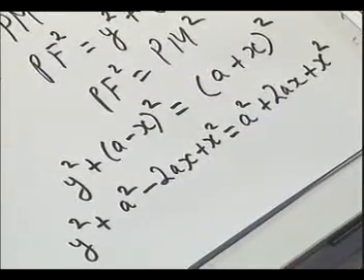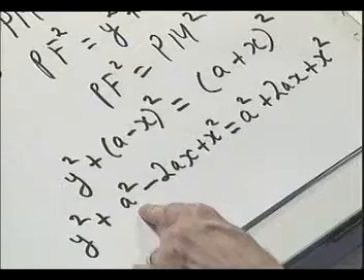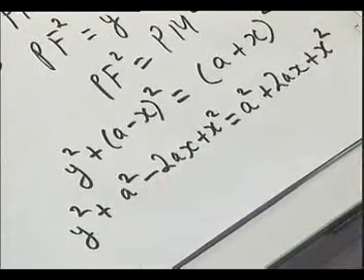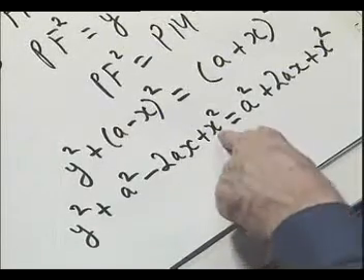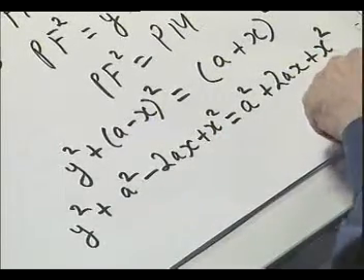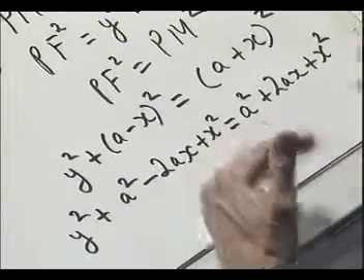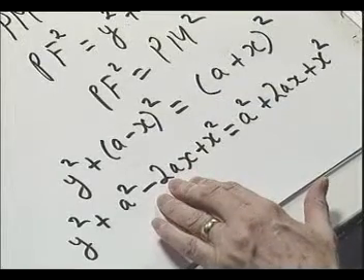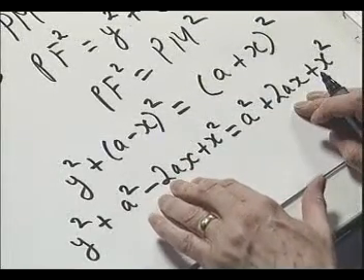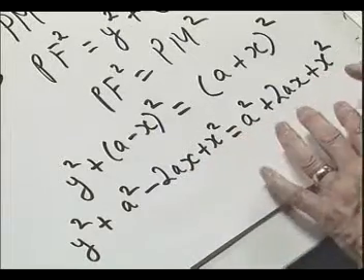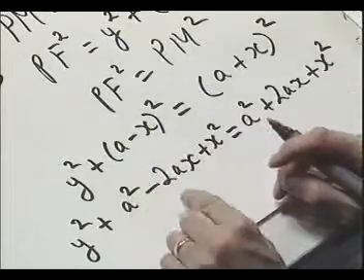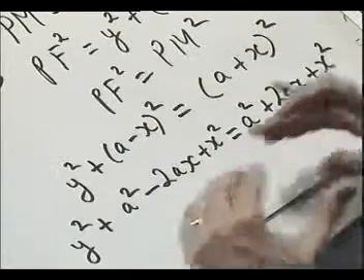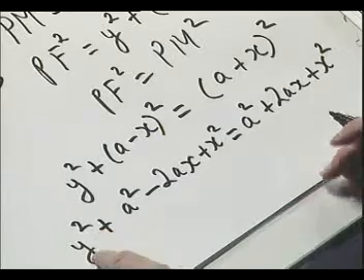Now let's have a look at this. We've a plus a squared here and a plus a squared there, so we can take an a squared away from each side. We've a plus x squared here and a plus x squared here, so we can take an x squared away from each side. We've minus 2ax here and plus 2ax there, so it makes sense to get those ax's together by adding 2ax to this side and adding it to that side. So if we do all that, we've got y squared.